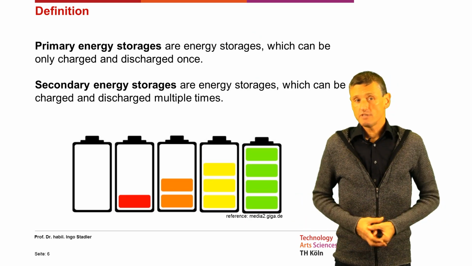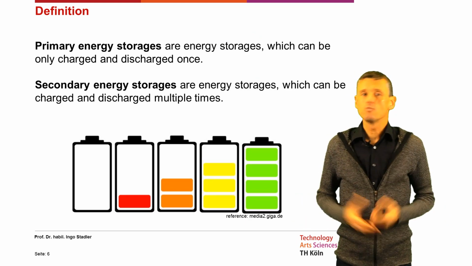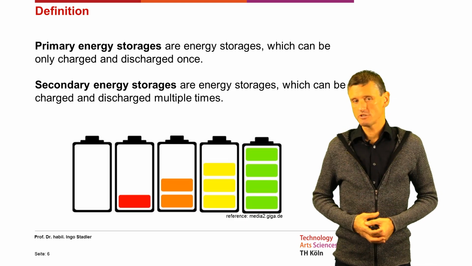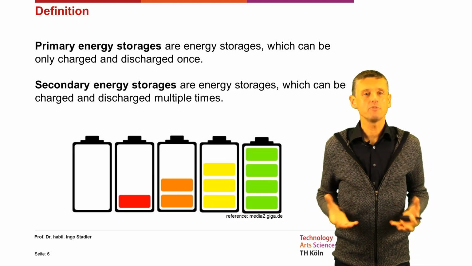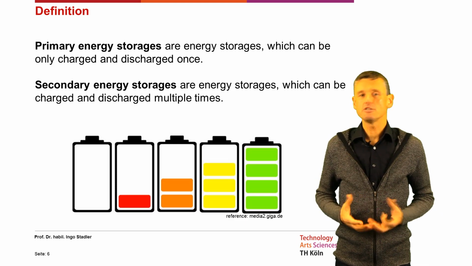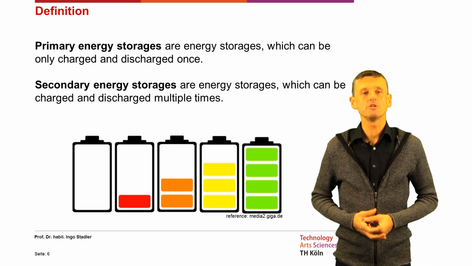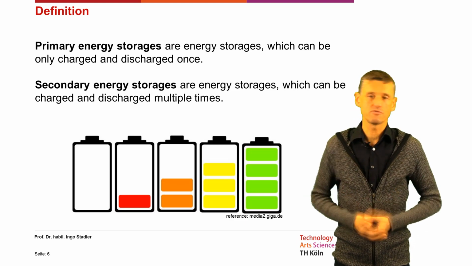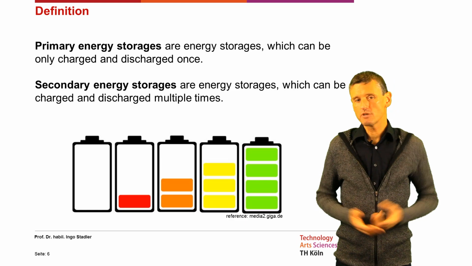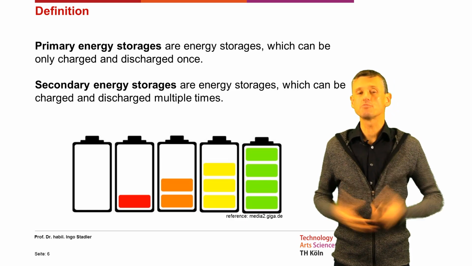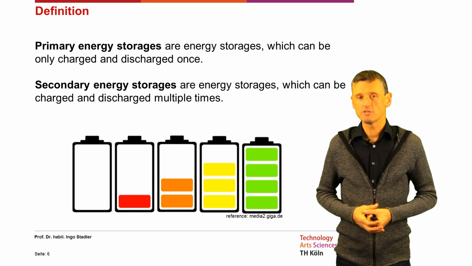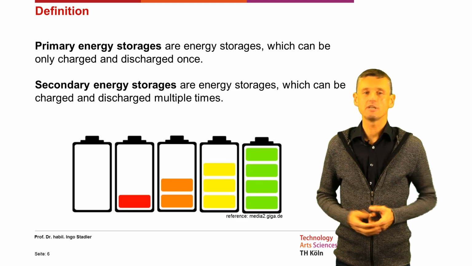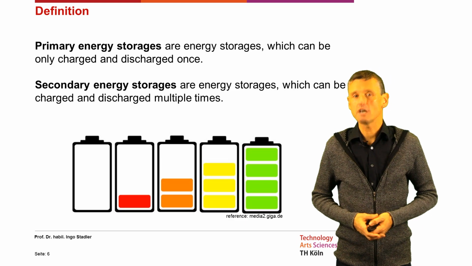What else can we distinguish? We have a definition of primary storages and secondary storages. Primary energy storages are energy storages which can be only charged and discharged once. That is the typical consumer battery, for example. What we require for the energy transition process are secondary energy storages. These are energy storages which can be charged and discharged multiple times.